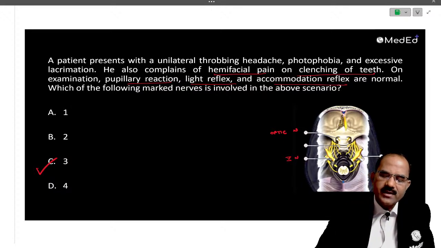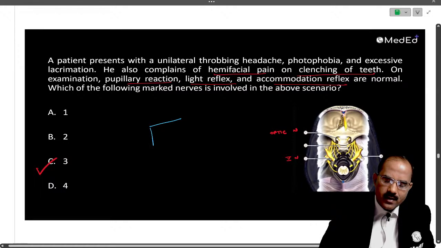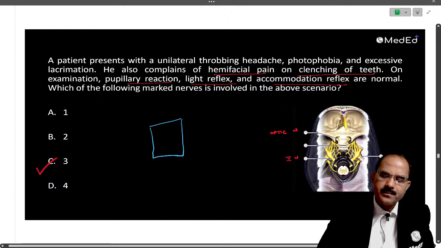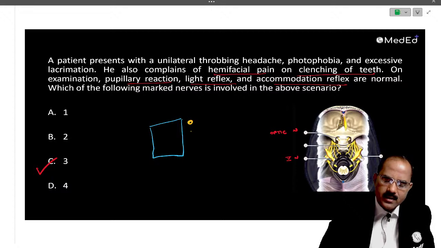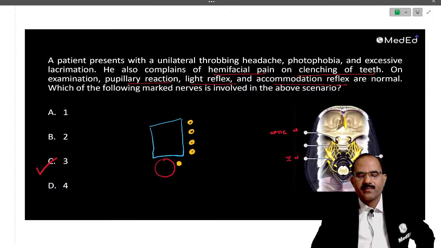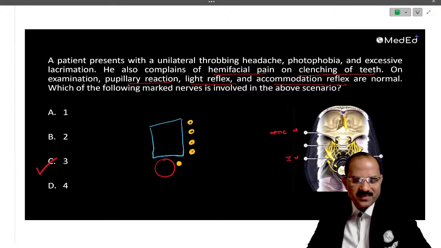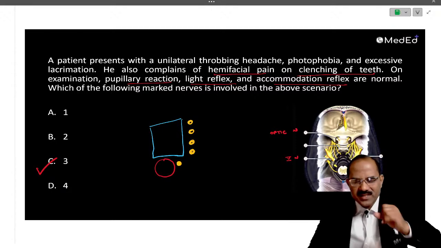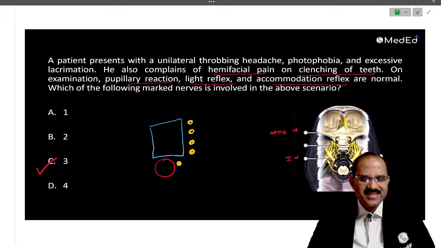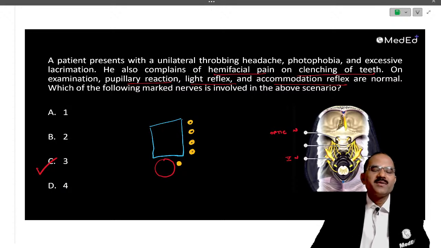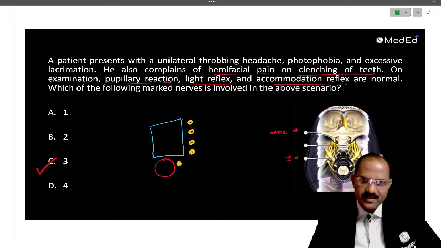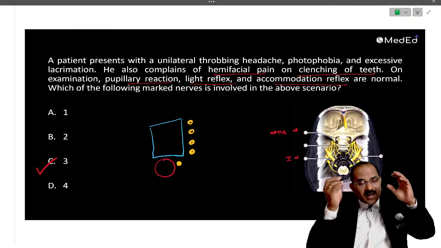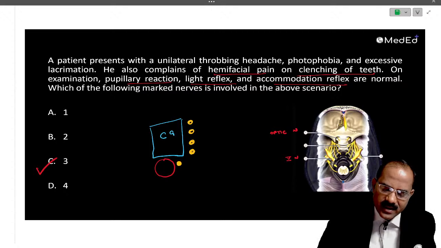If I draw a structure like this, can you tell me what this is that I've drawn? Just a visual for you. Come on, answer this. Yes, med student, that's excellent. That's a cavernous sinus. You should be able to identify these line diagrams also.